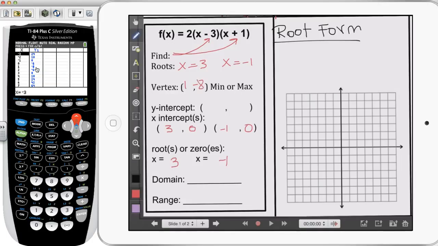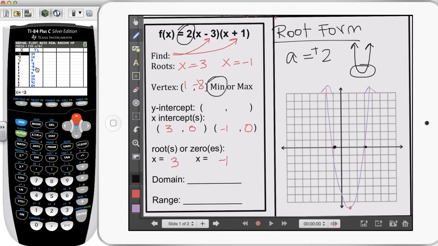So let me plot 1, negative 8, and my two roots. So I know my graph is going to go through these roots, through that vertex, and going up. Now we didn't discuss, as you can see, it's opening upward, and you could have told me that by looking at the A. The A in this case is a positive 2. So it's going to be a parabola that opens upward, having a vertex that is a minimum.